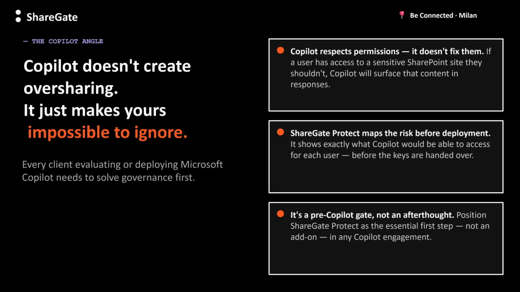ShareGate maps the risks, as I mentioned before in the previous slide. Talking about that whole idea that you actually use Protect to surface this information and fix that before deploying Copilot. And yeah, the last box on the bottom there consolidates that.